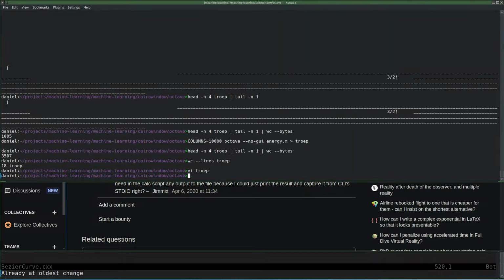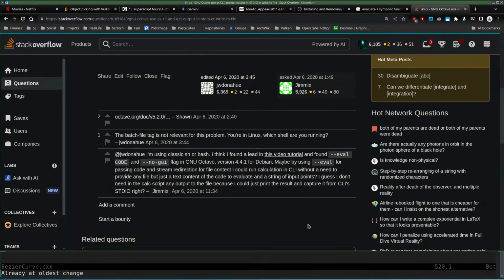Anyways, let's turn on the heater. Cold here.